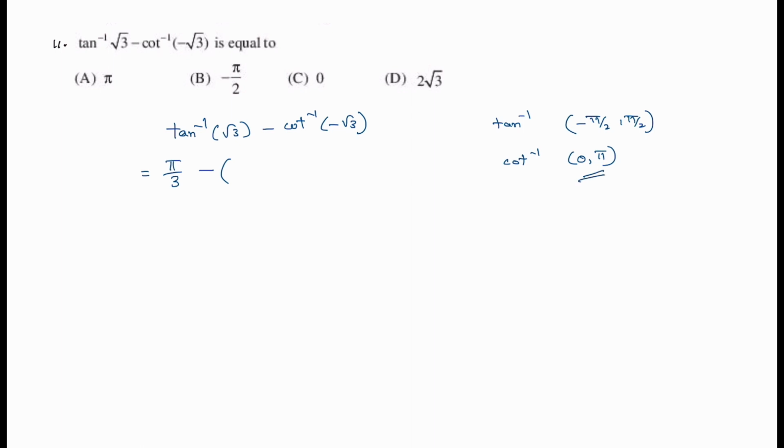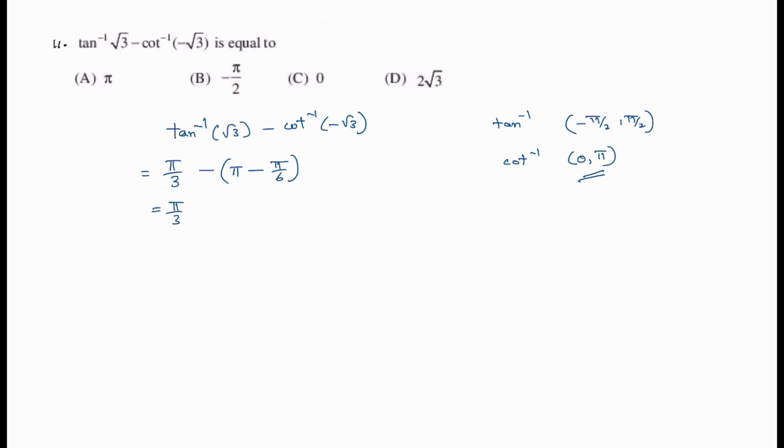Question 11. We have to evaluate tan inverse of root 3 minus cot inverse of minus root 3. Principal value branch for tan inverse is open interval minus pi by 2 to plus pi by 2, and principal value branch for cot inverse is open interval 0 to pi. Root 3 is a positive number, so first quadrant angle, it is pi by 3 minus cot inverse of negative value. For negative value, it will be in the second quadrant. So pi minus cot inverse of plus root 3, which is pi by 6.